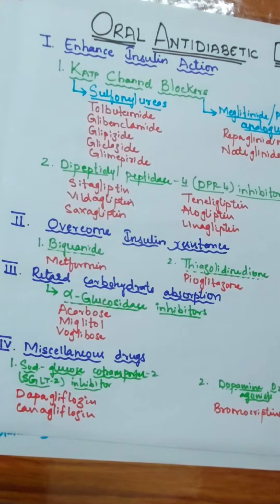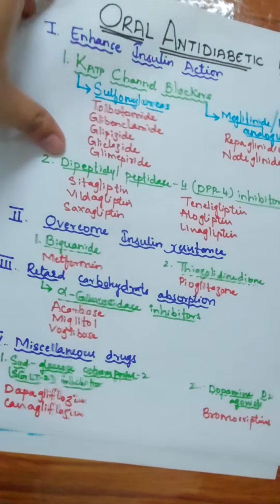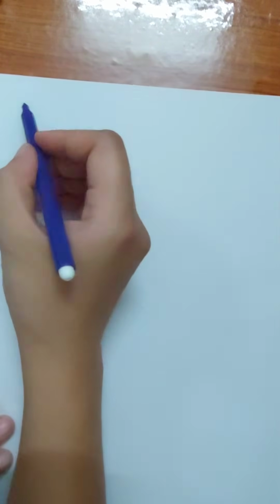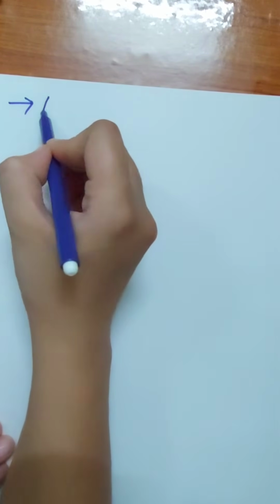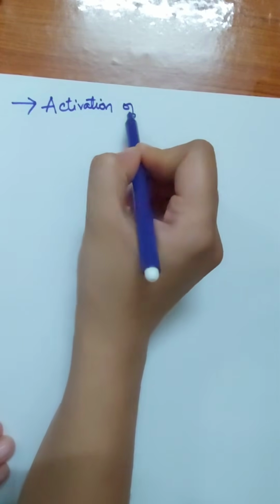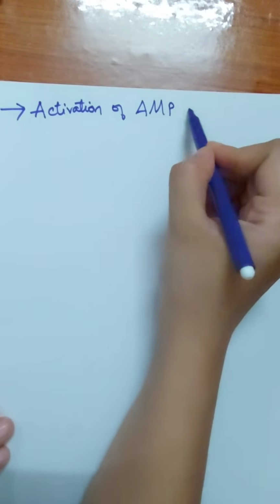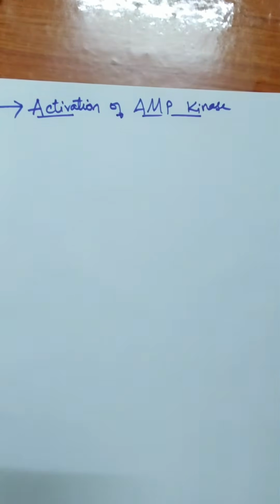Now, how it produces its action: it has mainly three mechanisms of action. We shall check out the mechanism of action of this metformin. Though it is not clearly understood, we have some information that metformin mainly causes activation of AMP kinase. Now, because of activation of AMP kinase, what things will be happening?